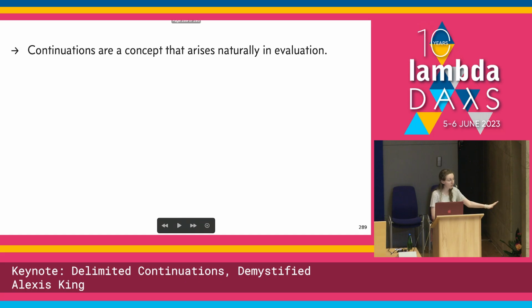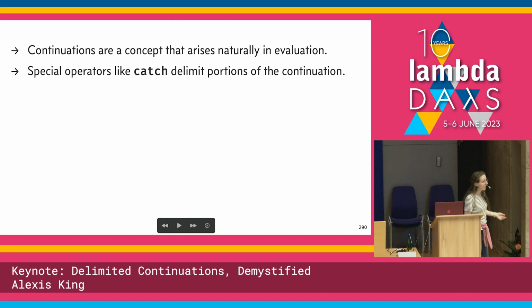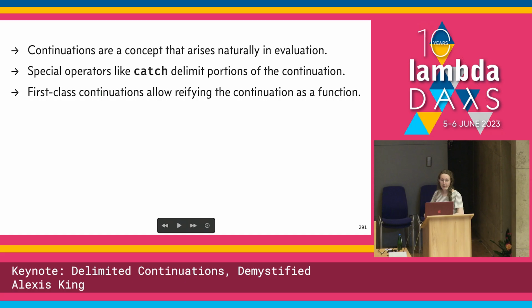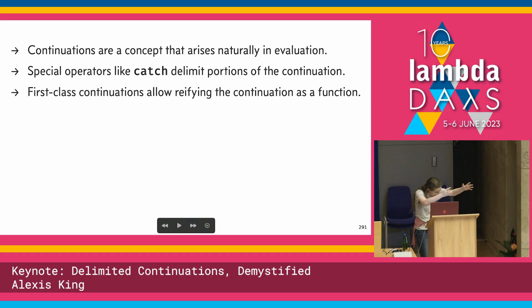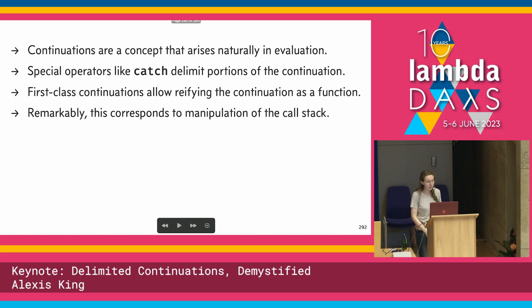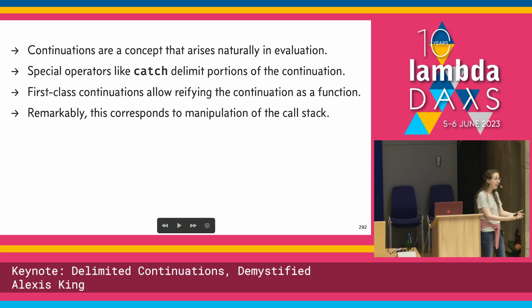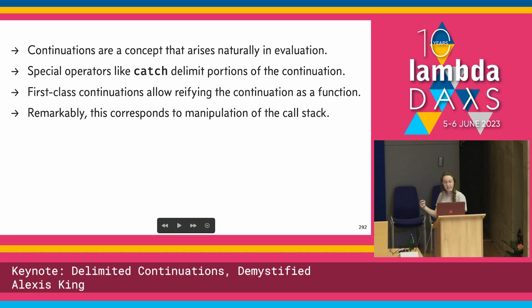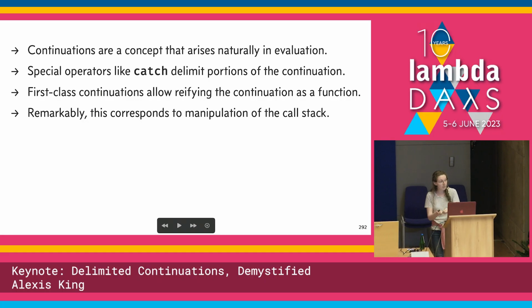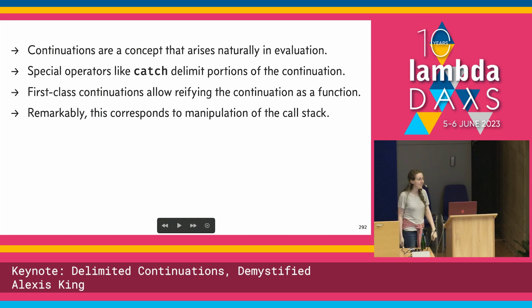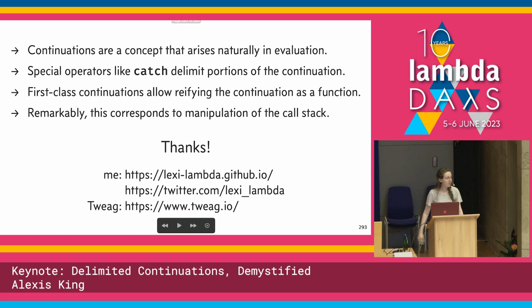All right, so that's it. Just to recap: continuations are a concept that arises naturally in evaluation. We have these special operators that allow us to manipulate the continuation. And first-class continuations just allow us to take that continuation and get our hands on it as a function, which can be used to implement all sorts of different things. And remarkably, this corresponds to low-level operations for manipulating the call stack, which is one of the reasons I think it's compelling to have these in programming languages, because it's not complicated to implement, doesn't have all that much of a maintenance burden, and it lets people do a lot of really cool things. So it's really exciting that we're starting to see them percolate into these other languages. And that's all I have to say.